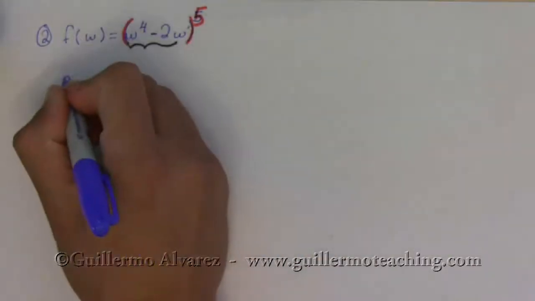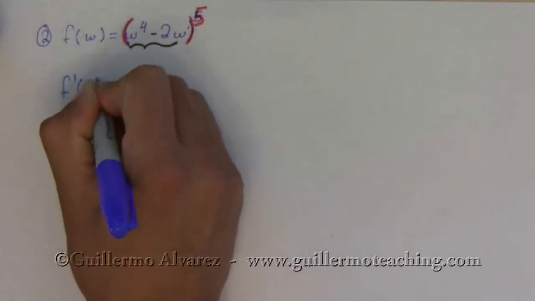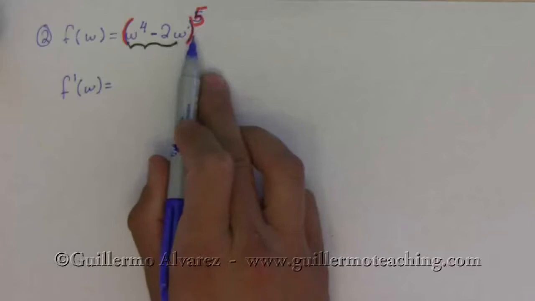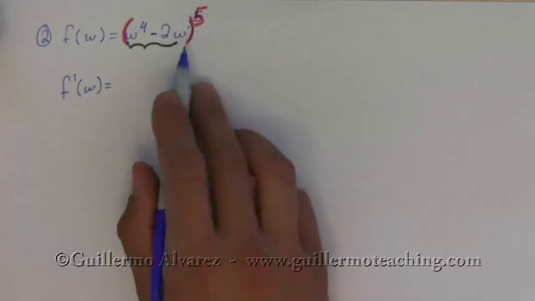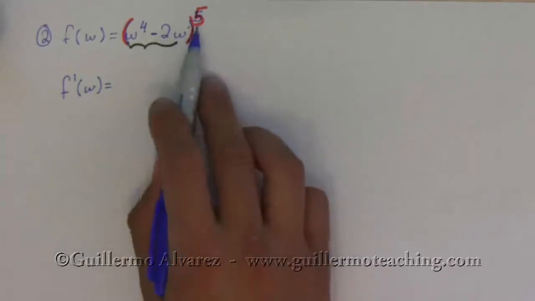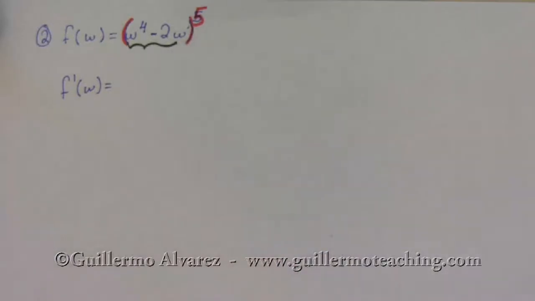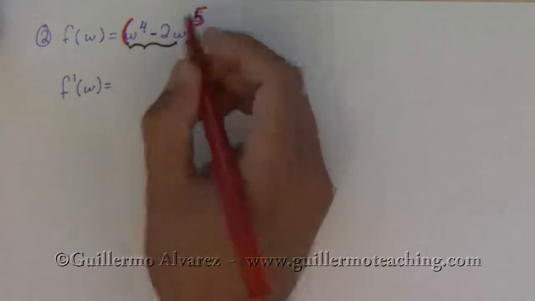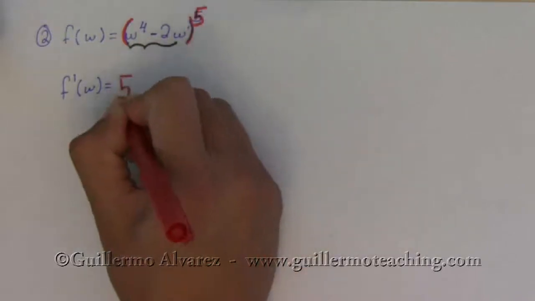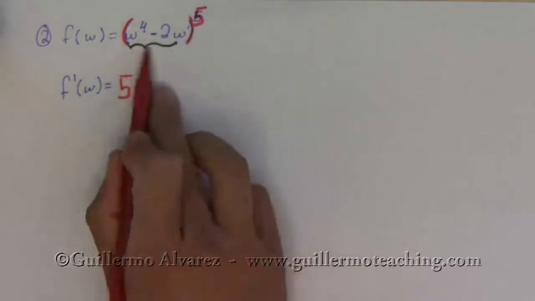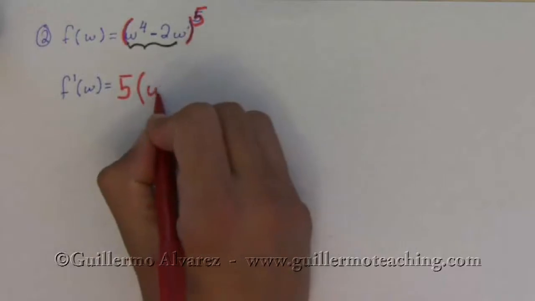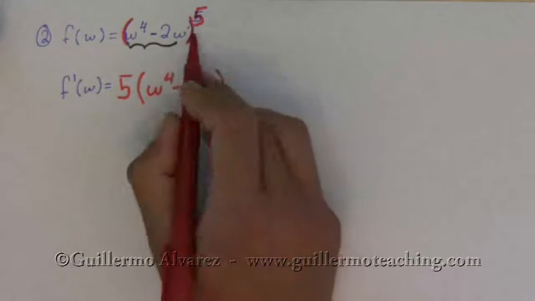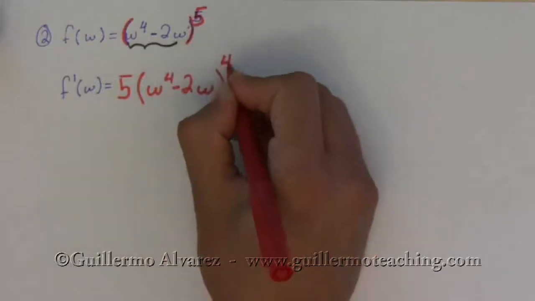Okay, so if I find the derivative of this guy, since it's a function of a function, remember first you get the derivative of the outside, which is the red one, so we're going to use the power rule. So we bring the 5 over, so we get 5, and then we leave the inside alone, so 5w to the fourth minus 2w. Subtract 1 from the exponent, we get 4.